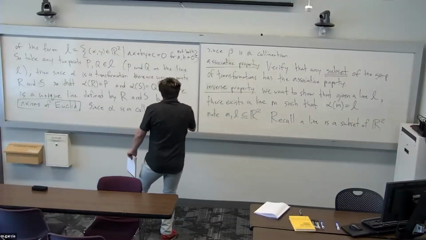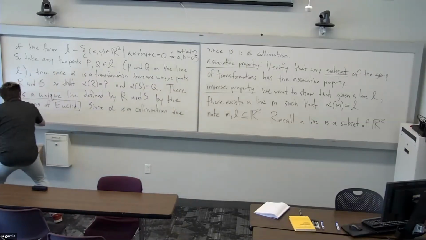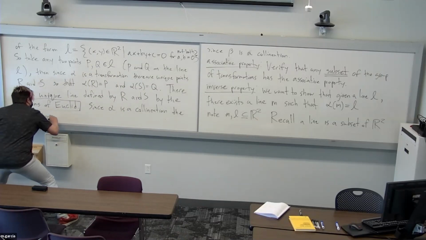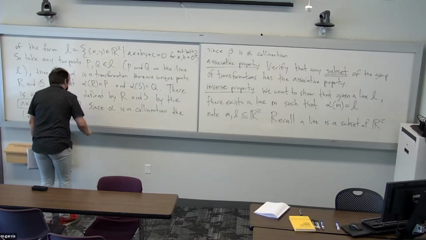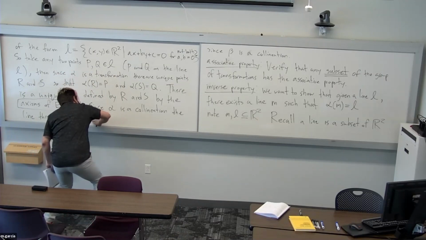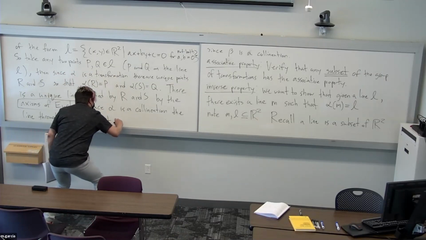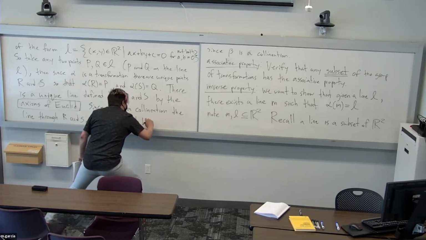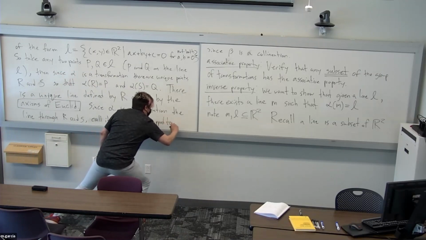Since alpha is a collineation, the line through R and S, let's call it M, I should write that down, call it M, must be mapped to L.